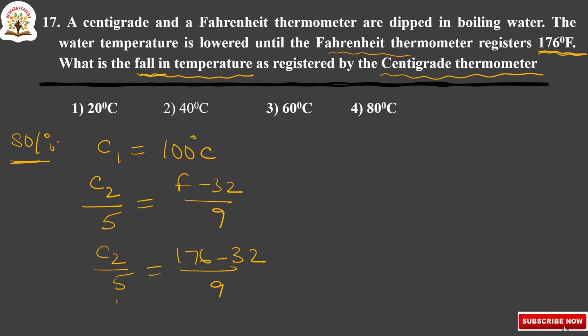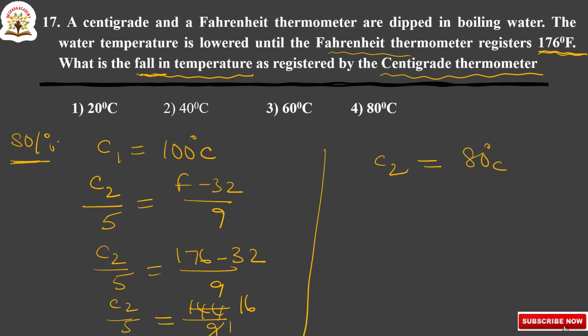So C2 by 5 is equal to 176 minus 32, 144 by 9. 9 ones are 9, 9 sixteens are 144. So C2 is equal to, by taking cross multiplication, 16 fives are 80 degrees. Here C1 is equal to 100 degree centigrade and C2 is equal to 80 degree centigrade.